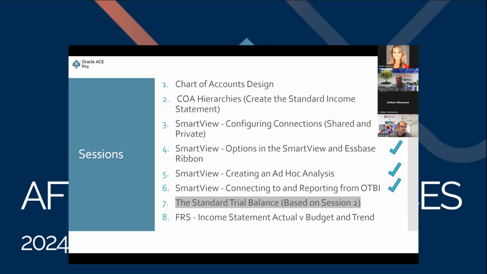And that's really cool to do, whether you're doing it in Excel or in Word or PowerPoint. Today, we're going to go over the standard trial balance, and that really is based upon that second session. The next session that we do will be how to create an income statement: actual, budget, and trend. And some of those income statements will come right from the system, the standard process. And then some of them, Lee's going to show you how to create manually.